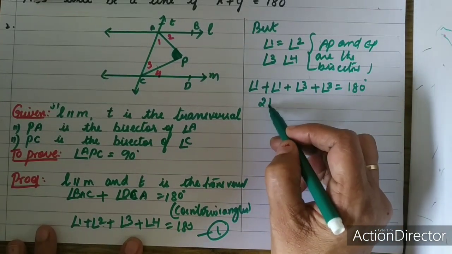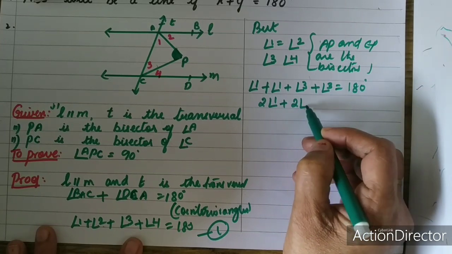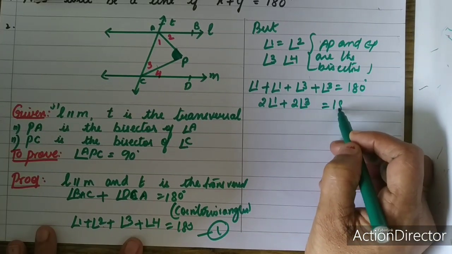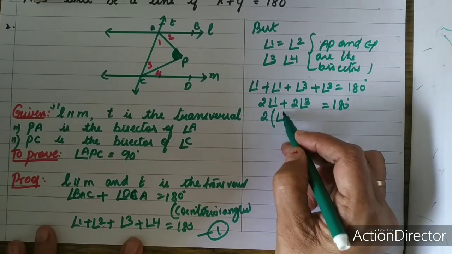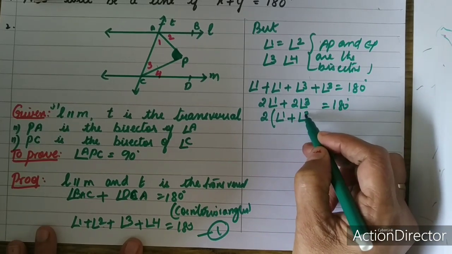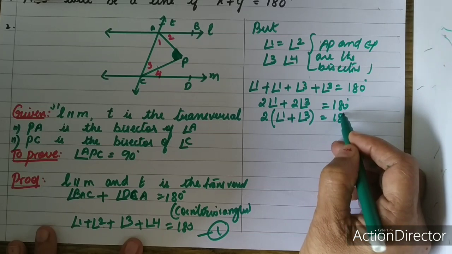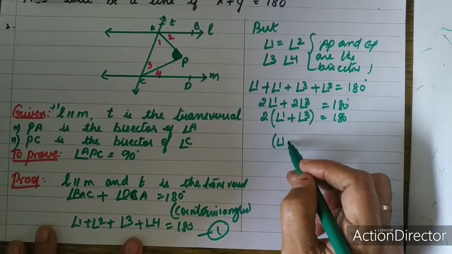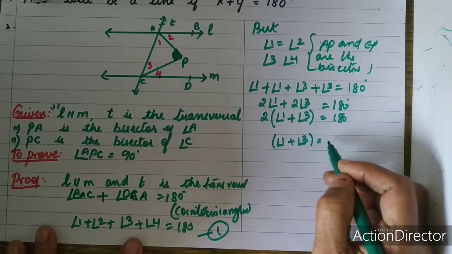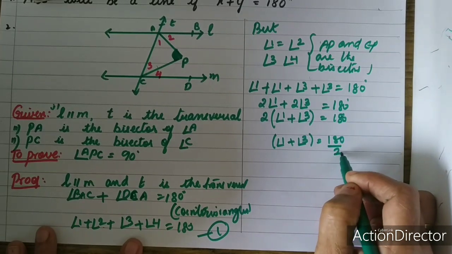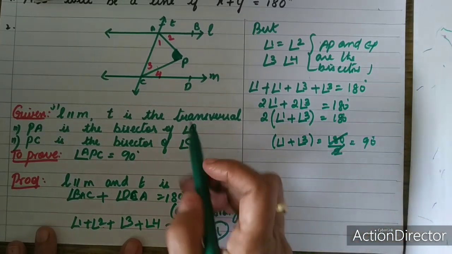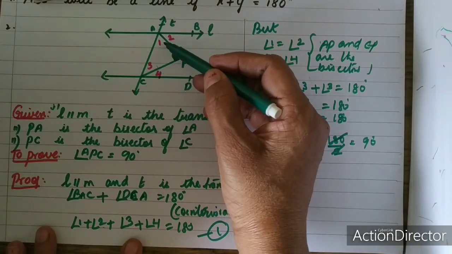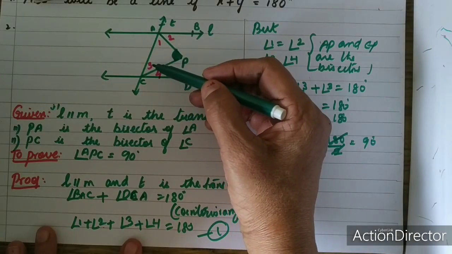Now 2 times angle 1 plus 2 times angle 3 is equal to 180 degree. I can take 2 common outside. 2 into angle 1 plus angle 3 is equal to 180 degree, or angle 1 plus angle 3 is equal to 180 divided by 2, which is equal to 90 degree. So you have proved that sum of these two angles, that is angle 1 plus angle 3, is 90 degree.